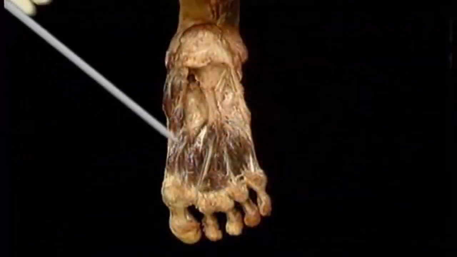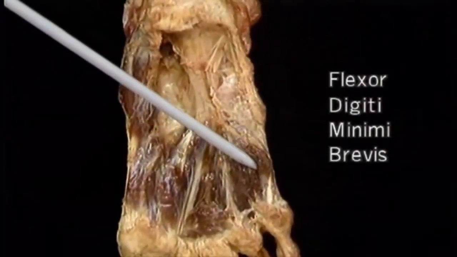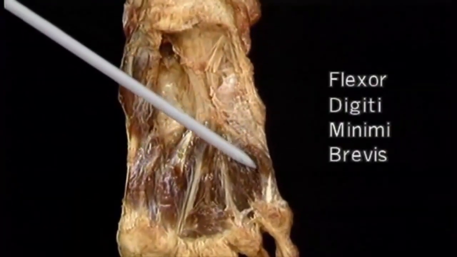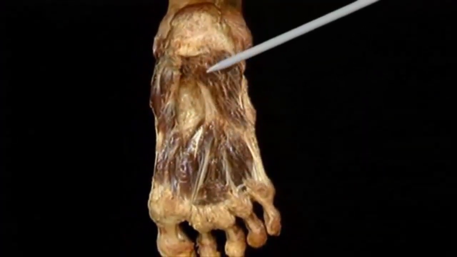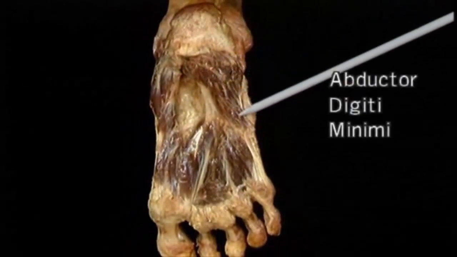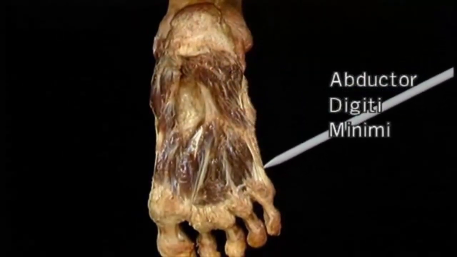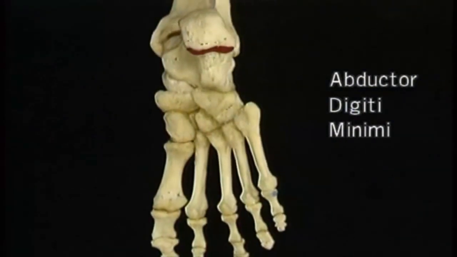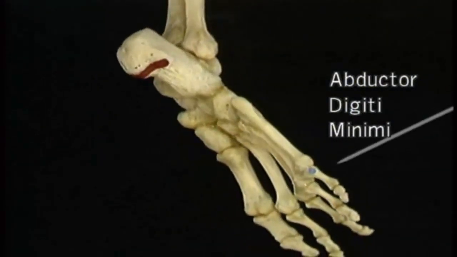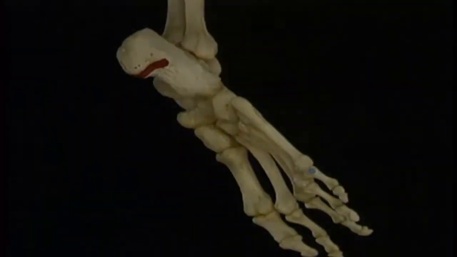Lastly, there are two short muscles for the fifth toe, a short flexor and an abductor. Here's the flexor, flexor digiti minimi brevis. It's an outlying interosseous muscle that's been given a long name. Here's the abductor, abductor digiti minimi. It arises all the way back here on the calcaneus. It's inserted here on the proximal phalanx of the fifth toe.